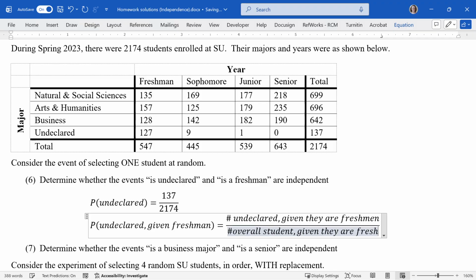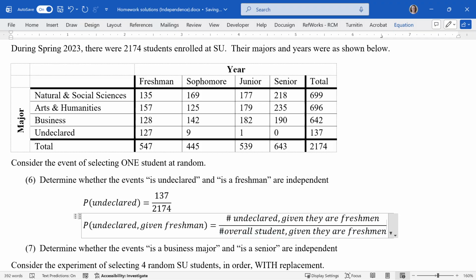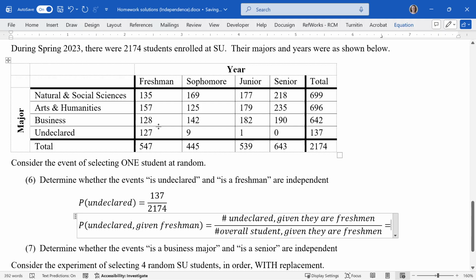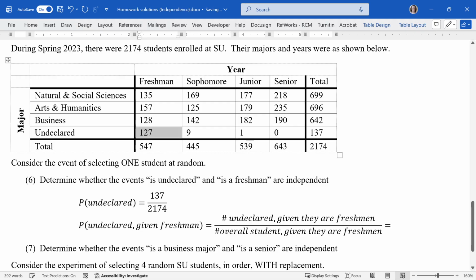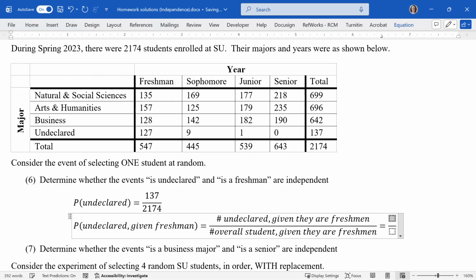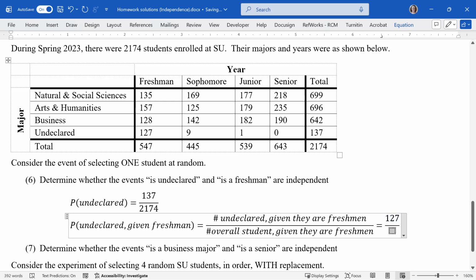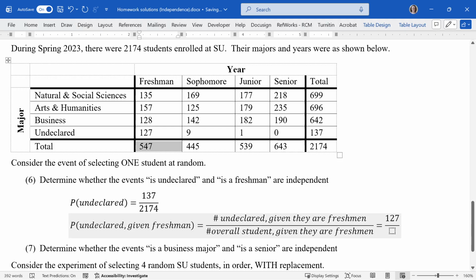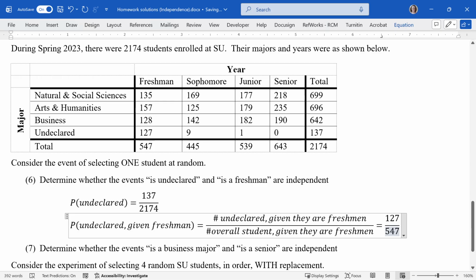Okay, so you're really only going to be looking at that freshman pool in the bottom. So undeclared given that they are freshmen is 127. And in the bottom, overall students given that they are freshmen is 547. Okay. Are these the same number? 137 out of 2174, 127 out of 547?